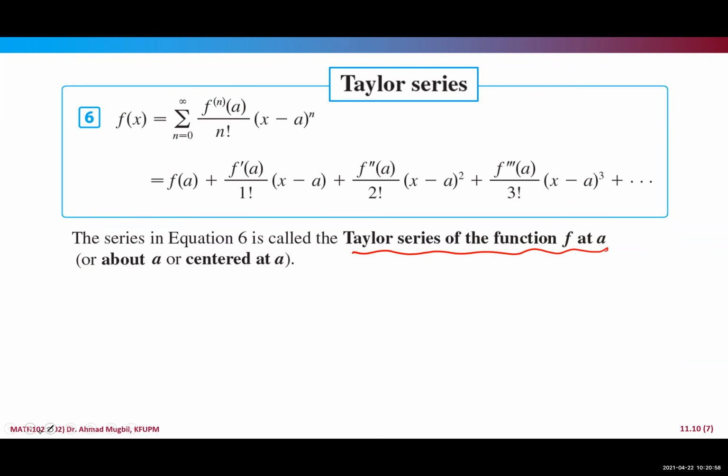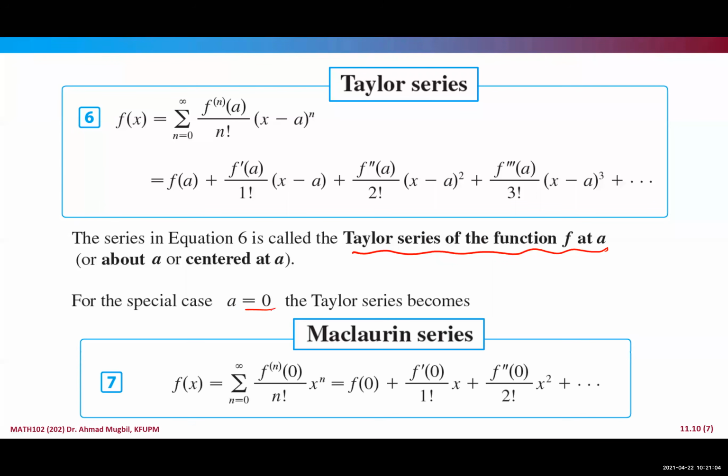There is a special and interesting case when a is 0. When a is 0, they give it also a name. They call it the Maclaurin series, of course, to honor the mathematician Maclaurin. When you replace a here by 0, this will be 0, this will be 0, so it will be like that.